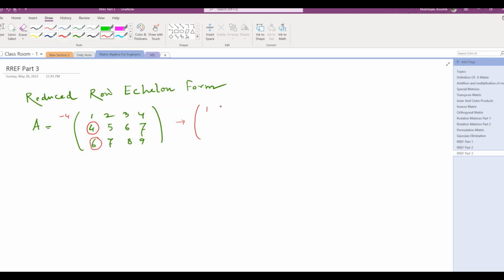It will be 1, 2, 3, 4, but this row will start with now 0, and this is now -8, and if you are adding 5, then -3, -6, and then this will be -9.